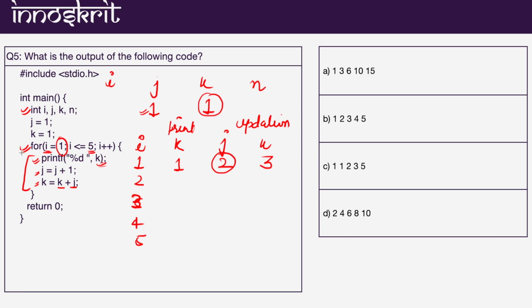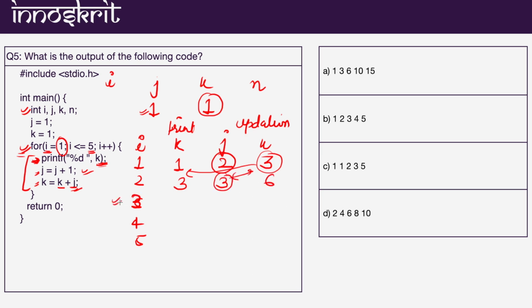Now again when i equals 2, it says to print the value of k. So let's print the value of k. k is basically 3, so let's print it: 3. Now update the value of j by j plus 1, so it will become 3. And now update the value of k by k plus j. So 3 plus 3 will be 6.